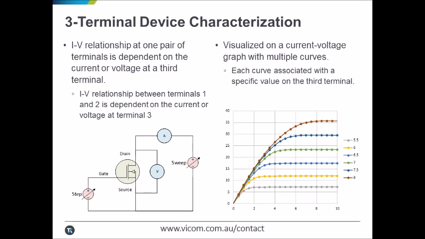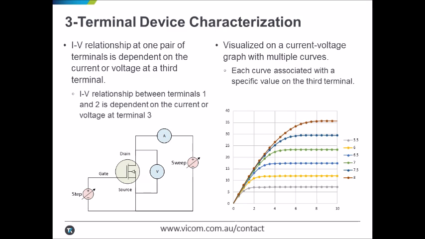Selecting 3-terminal devices has many similarities to the selection of 2-terminal devices. Current or voltage is swept at a pair of terminals and the resulting voltage or current is measured. However, with 3-terminal electronic components, the current voltage relationship at one pair of terminals is dependent on the current or voltage on a 3rd terminal.